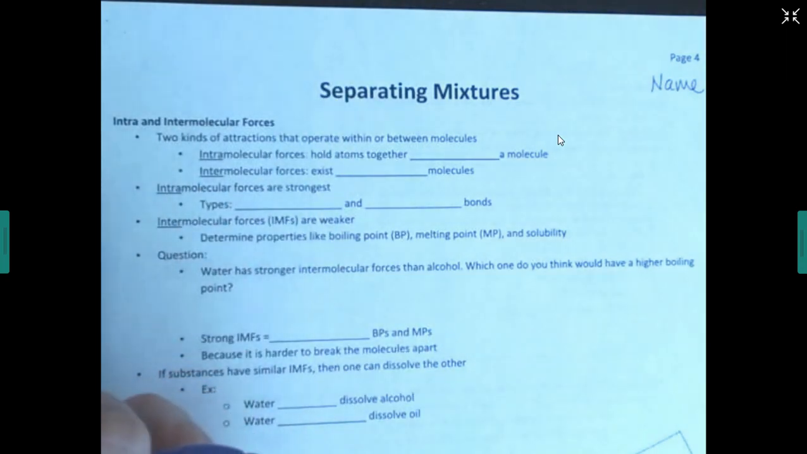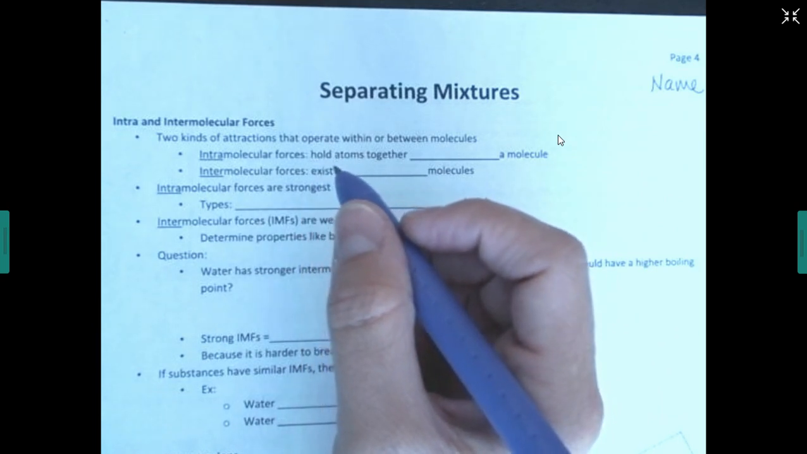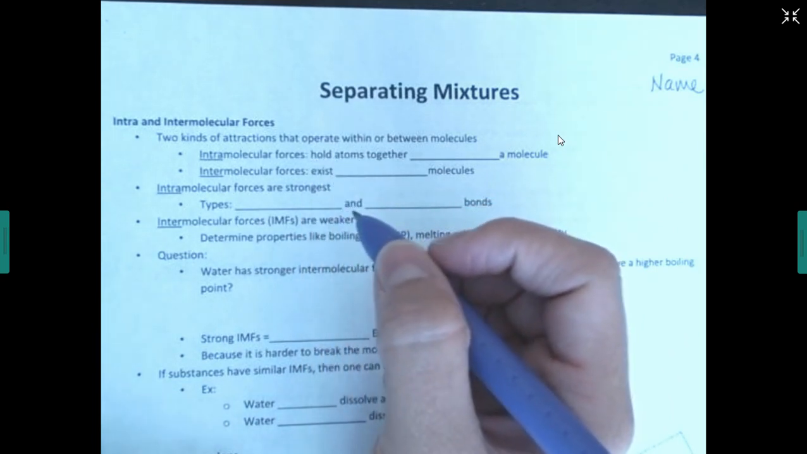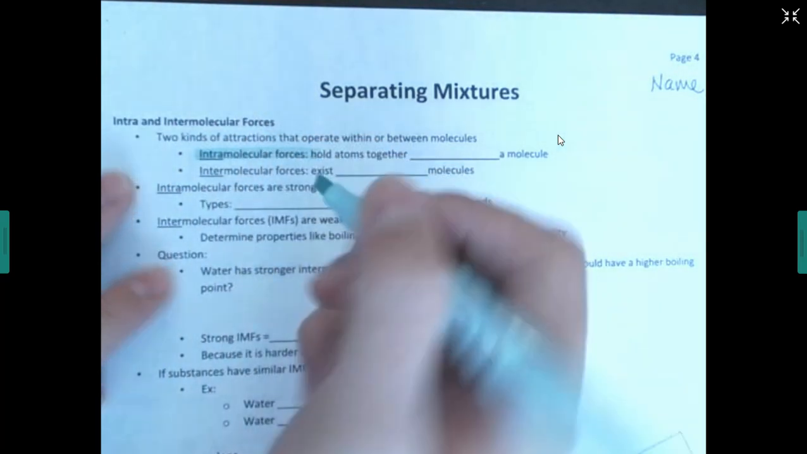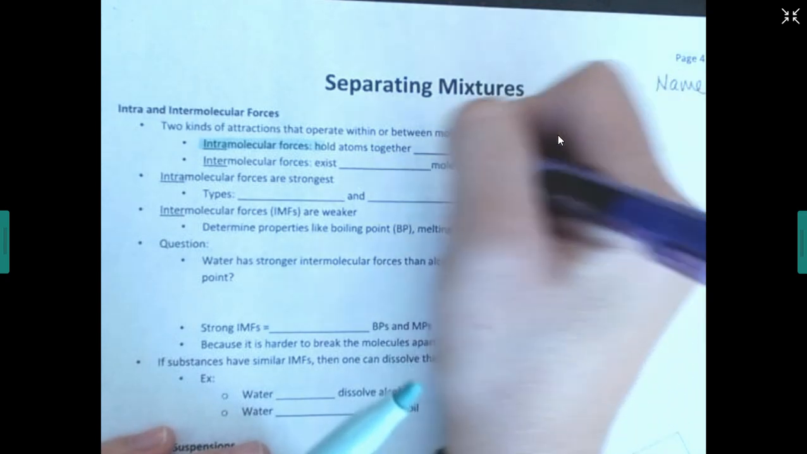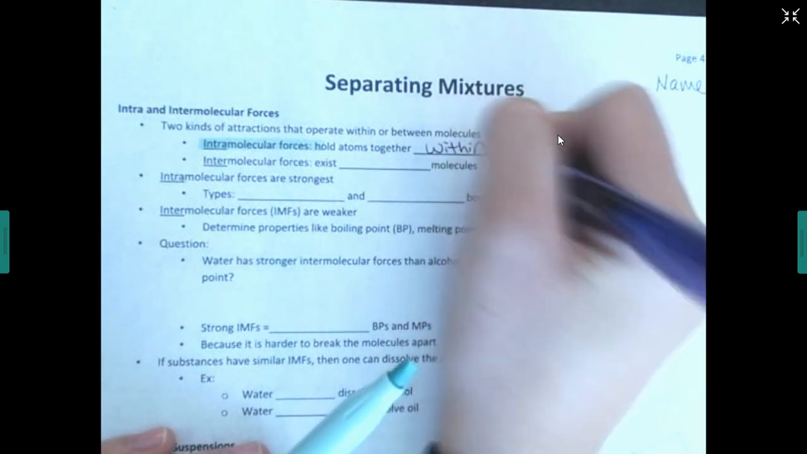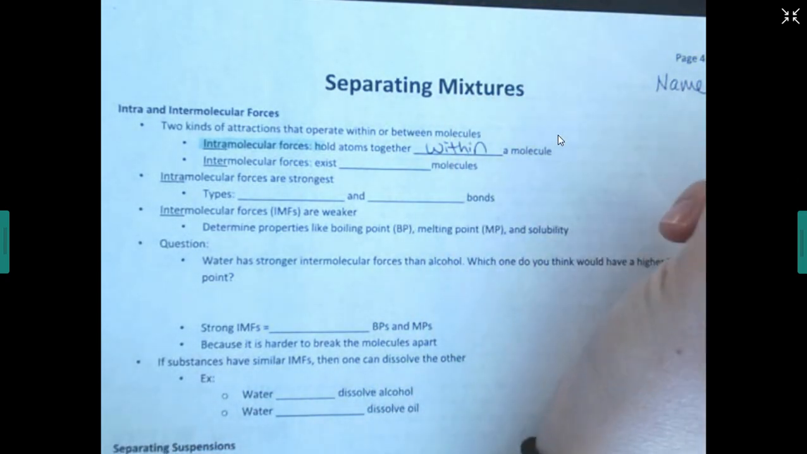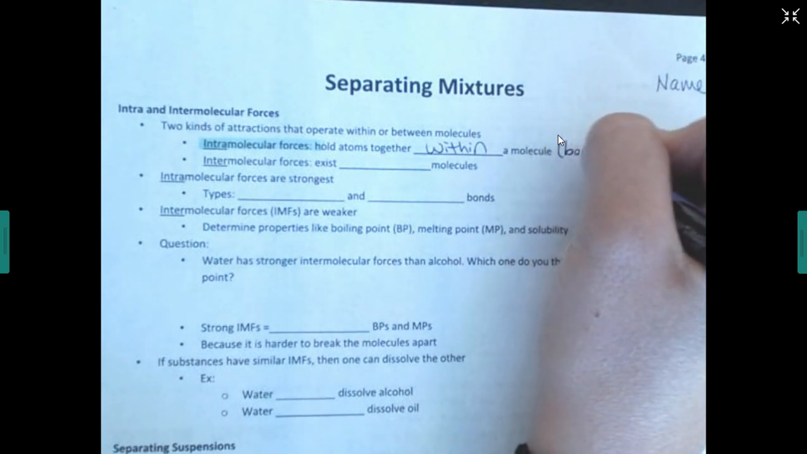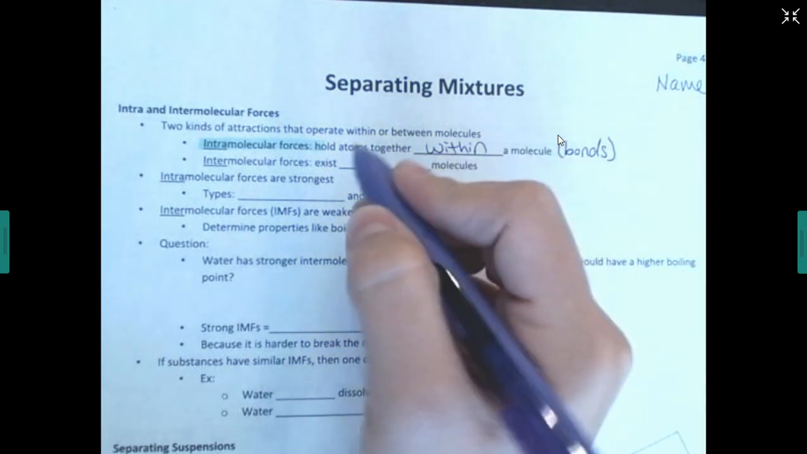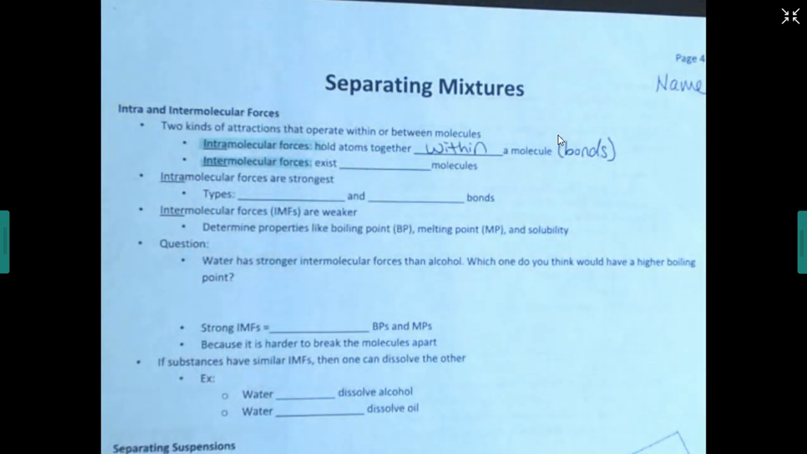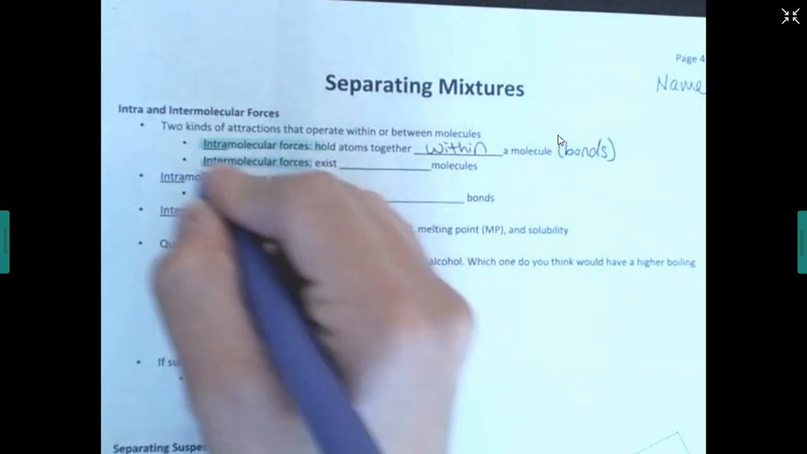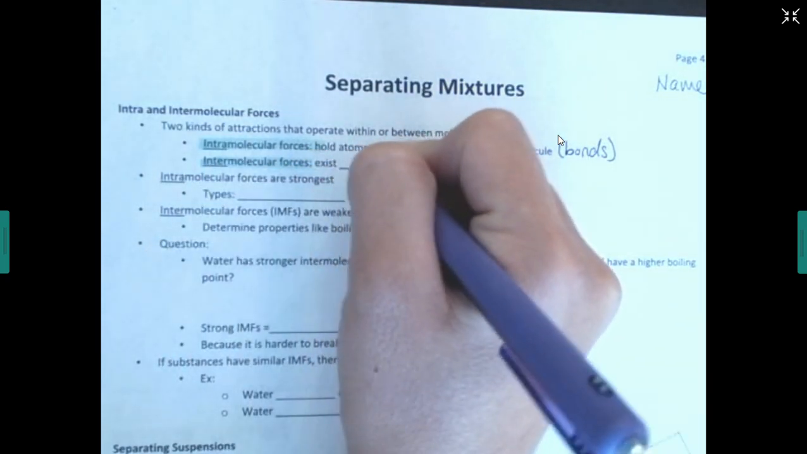Okay, so let's talk about inter and intramolecular forces. So two kinds of attractions operate within or between molecules. Intramolecular forces hold atoms together within a molecule. Okay, these are also known as bonds. We call these bonds. Intermolecular forces are when the molecules are interacting with each other. That's how I remember. They exist between the molecules themselves.